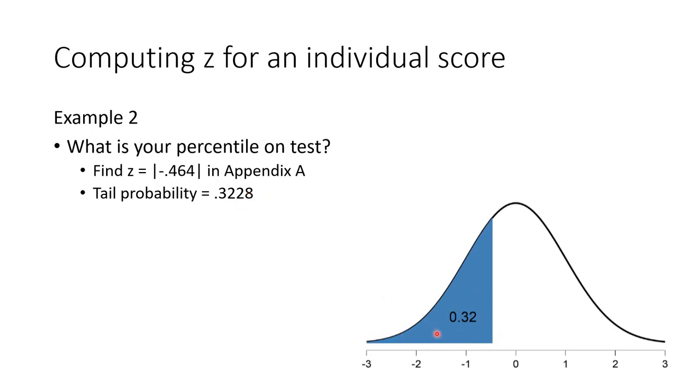If instead I wanted to know how many people scored as well as or better than a z-score of negative 0.464, then I would want to shade this area on the right, and then I would be looking up the body. So it is important that you identify, based on the problem and what you're looking for, whether you want a body or a tail.